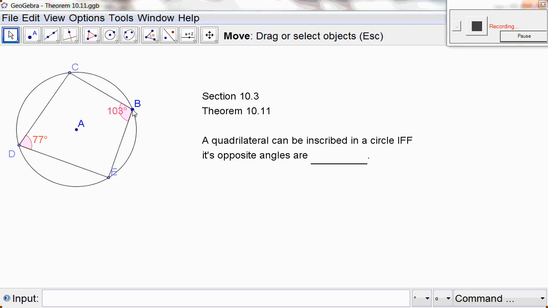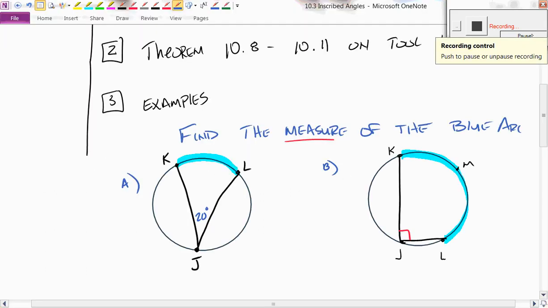Fun stuff. I'm asking you to do 2 things with your partner. Talk about it right now. I want you to find the measure of the blue arcs. Discuss question A and question B, and also write down the theorem that allows you to say what you think the answer is. Question A and question B. I'll give you 1 minute to think about it. Here we go.